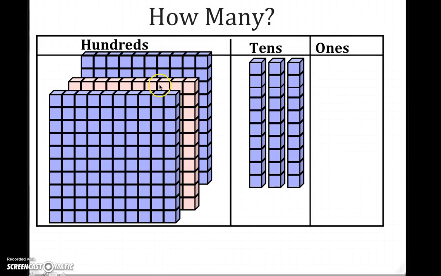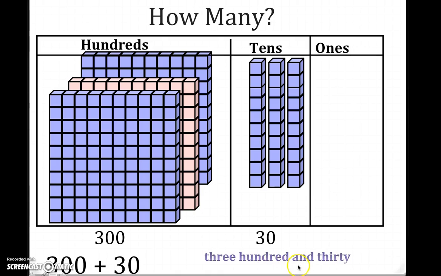Here, we have 300 flats plus 3 10 sticks, that makes 30. And we do not have any ones in the ones column, so we leave that column blank. In expanded form, that looks like 300 plus 30. 330 in word form, 330, and then finally in standard form, 330.